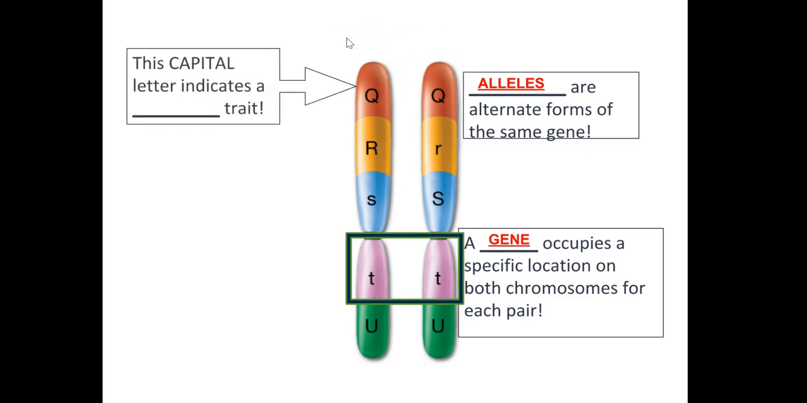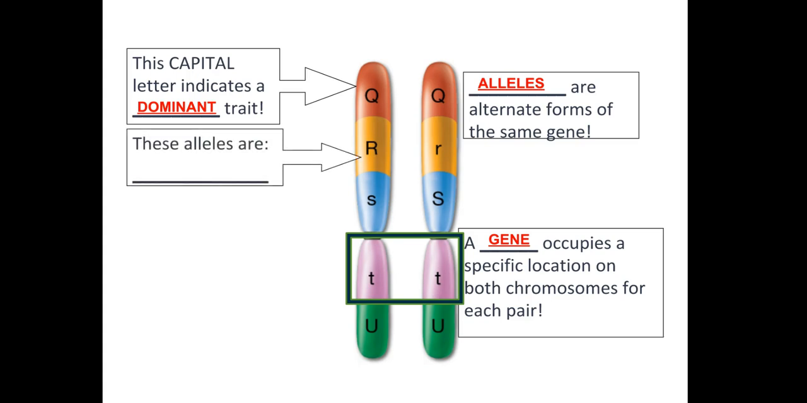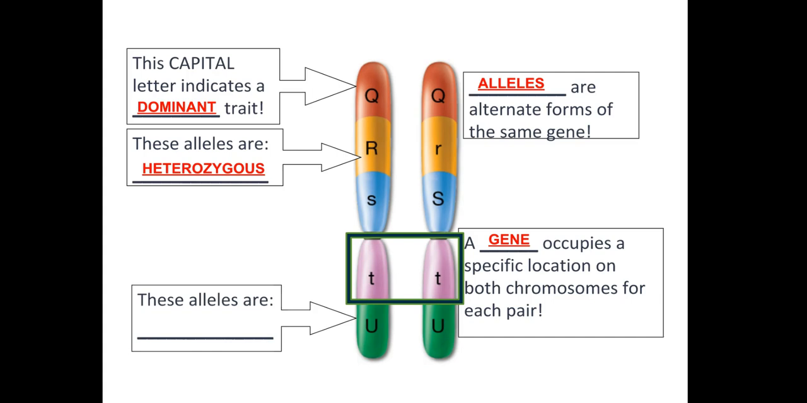What does a capital letter mean again? Oh, that's right, it's a dominant trait. So whenever you see a capital letter, it indicates a dominant trait. How about these alleles? They're different. That's right, the word heterozygous means different. How about these alleles? They're both exactly the same. If they're the same, they're homozygous. So make sure you have this diagram filled out.